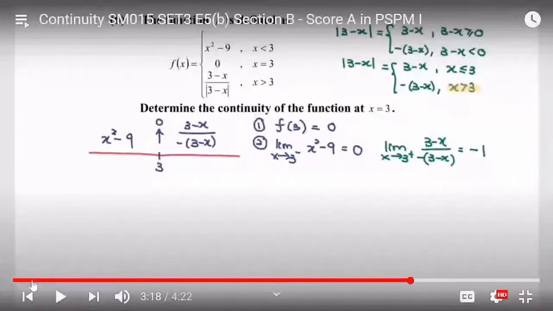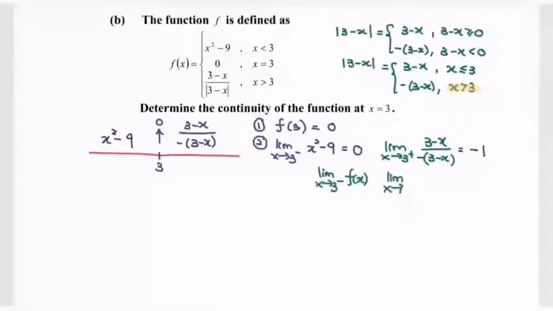So in here, does the limit exist when x equals 3? The limit when x approaches 3 from the left for the function f(x), and the limit when x approaches 3 from the right for the function f(x): do they equal? In here, the limits are not equal.